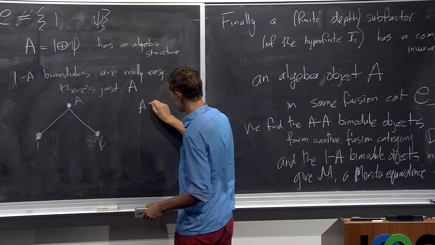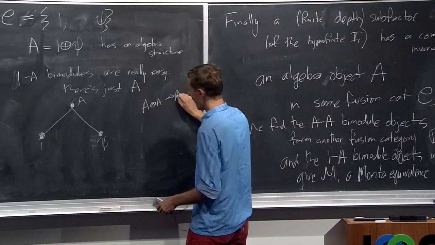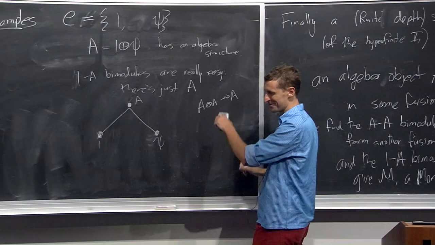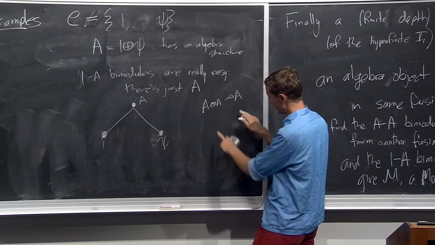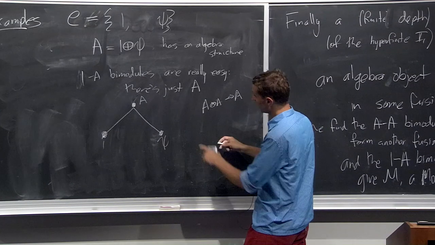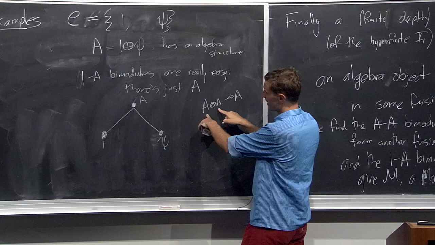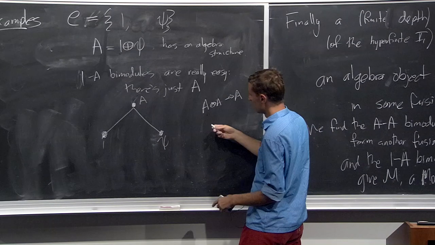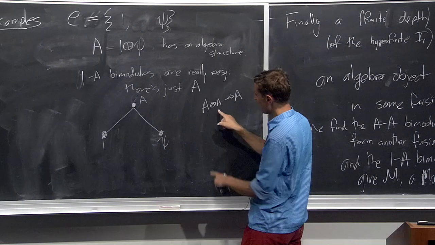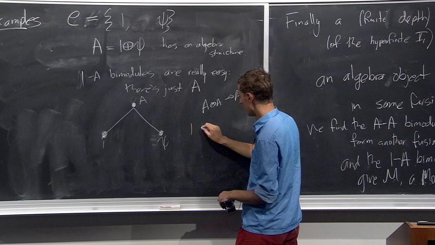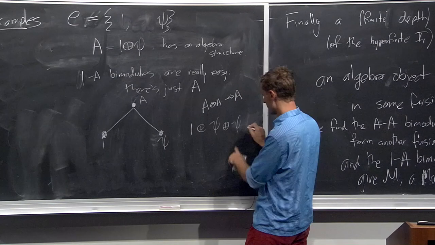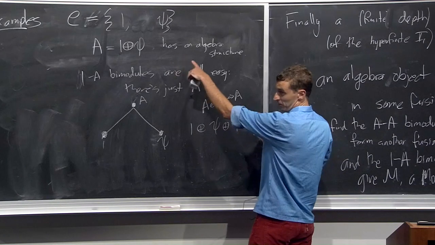So we've got this map from A tensor A to A. I know it's got an algebra structure for general reasons, and I haven't ever actually thought what the components look like. But what does this mean? What does A tensor A look like? It looks like 1 plus a copy of psi, plus another copy of psi, plus another copy of 1, when you expand that out, because psi squared is 1.